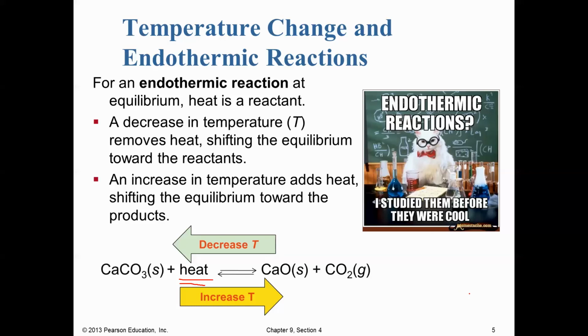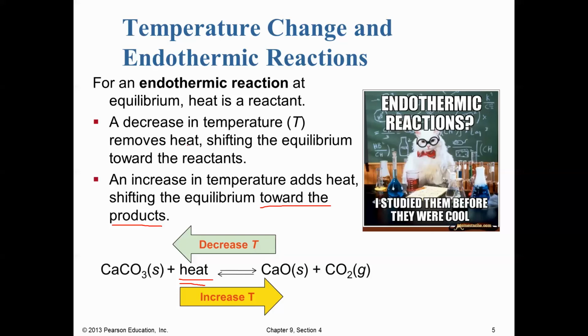So if we increase our temperature, what that means is that we have added heat, we've added more reactant. So to use up the excess reactant, we're going to shift towards the product side. In other words, we're going to consume the extra heat and make more products to restore balance.